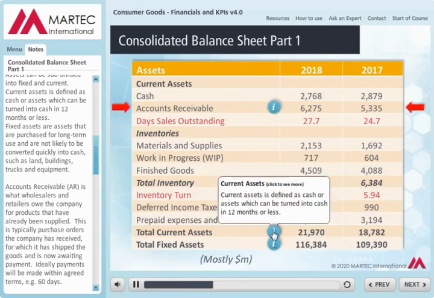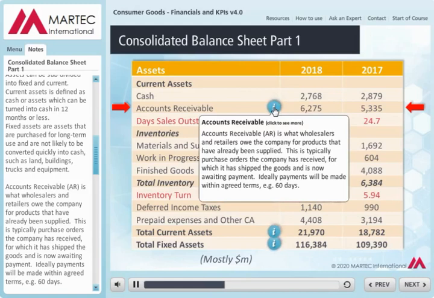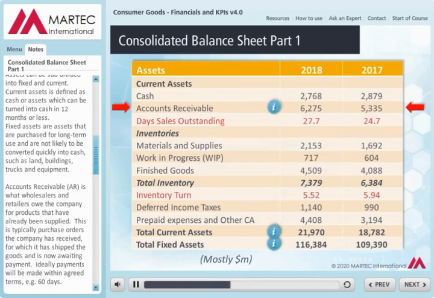Accounts receivable, AR, is what wholesalers and retailers owe the company for products that have already been supplied. This is typically purchase orders the company has received, for which it has shipped the goods and is now awaiting payment. Ideally, payments will be made within agreed terms, for example 60 days.